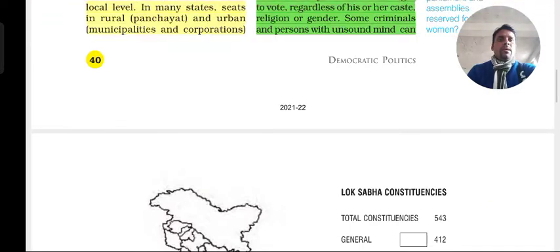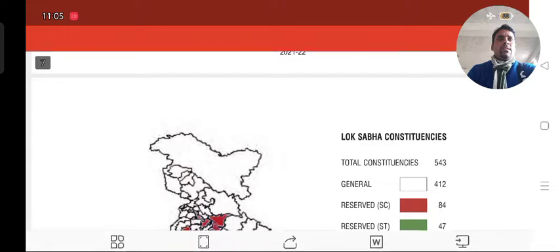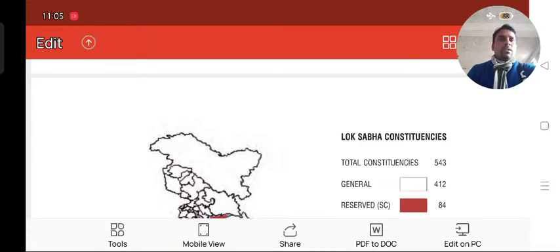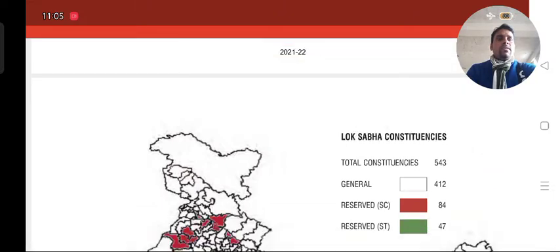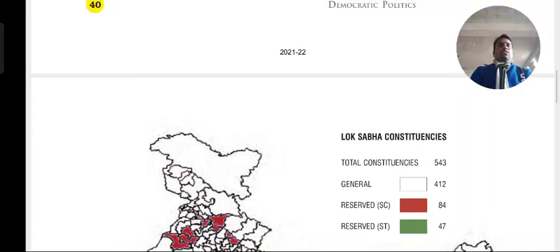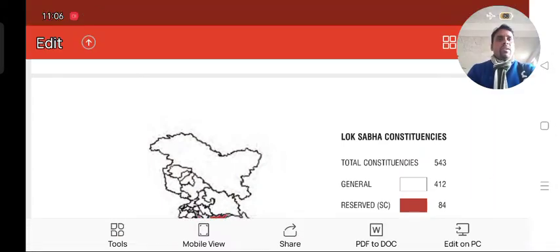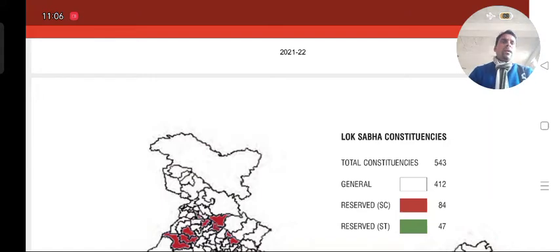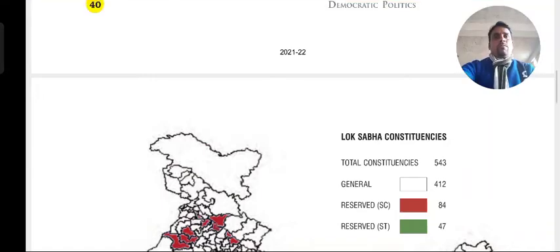Here the map is given, that you can see: the Lok Sabha election constituencies. The total number of constituencies is 543. Out of that, general is 412, the reserved SC constituencies are nearly 48, and reserved ST are nearly 47. So go through this map when you read it, and you will have a clear idea. So children, I hope you have some clear idea about this.